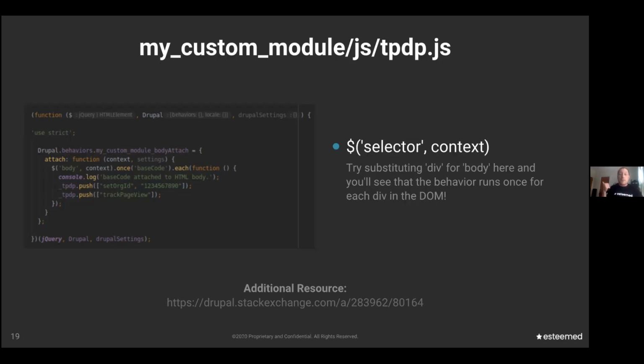But if you substitute the word div for body, if you use a div selector instead of the body, it won't just run once on the page. It'll run once for each div that it finds in the DOM. I feel a little better about this. I'm getting my thread back.